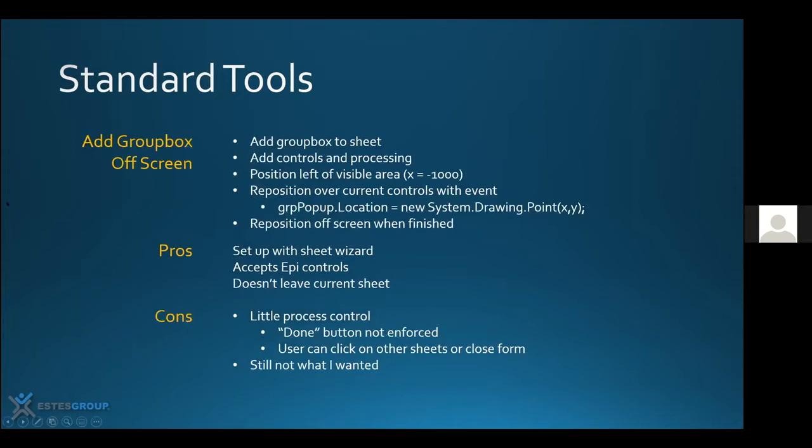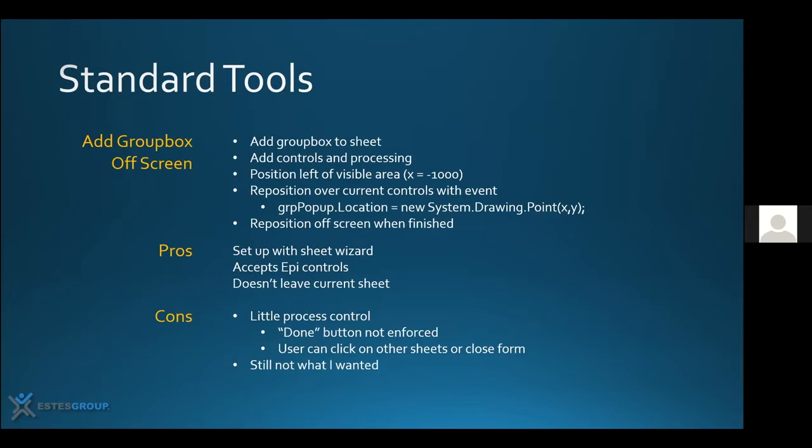Another way, and this is not a bad solution depending on what you want, is you can add a group box to your sheet and add all your controls and processing, and then position it off the visible area. And so with some event, you can reposition it into the visible area using that statement you see there. And when you're done, you can pop it back off the screen.